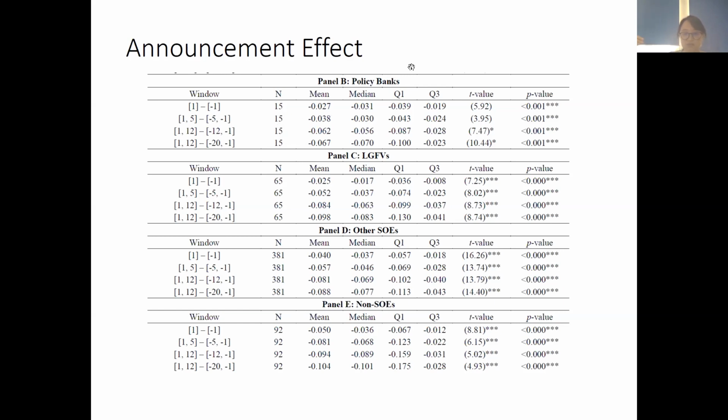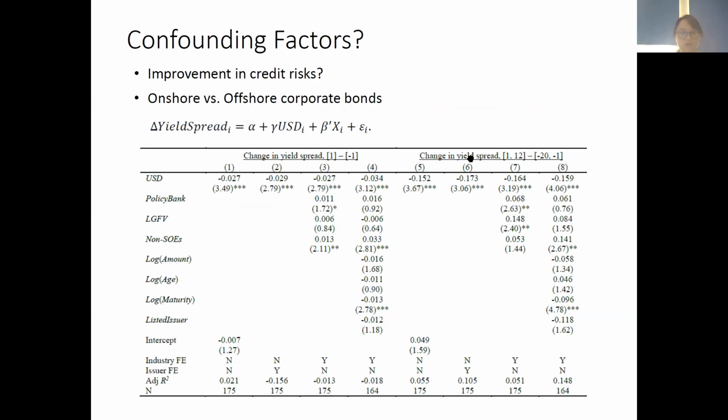We actually see the yield spread decrease is prevalent across all different types of issuers, right? And the effect is relatively smaller for policy banks. Part of the reason is that they bear less credit risk, very similar to the government. Right, so far, hopefully I have conveyed the message that there is a drop in the yield spread of USD denominated corporate bonds, right?